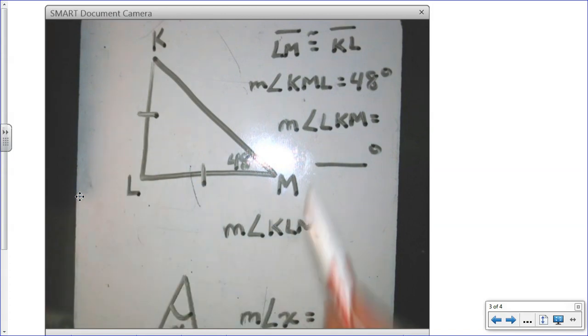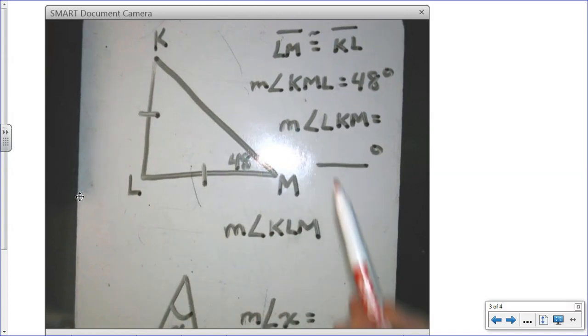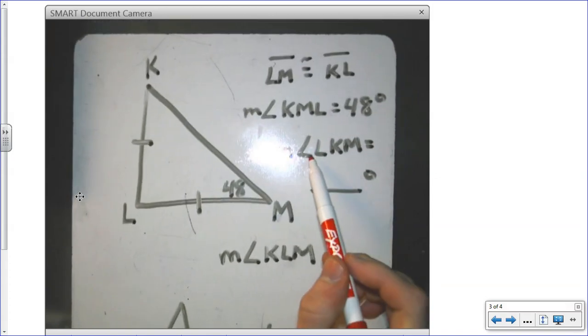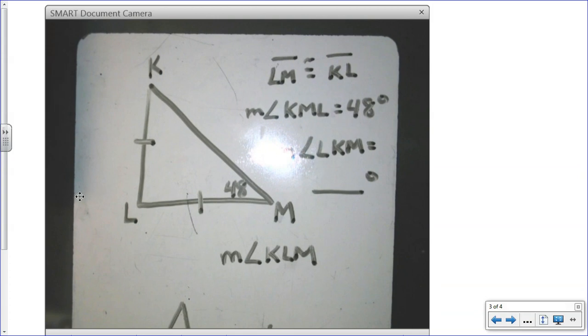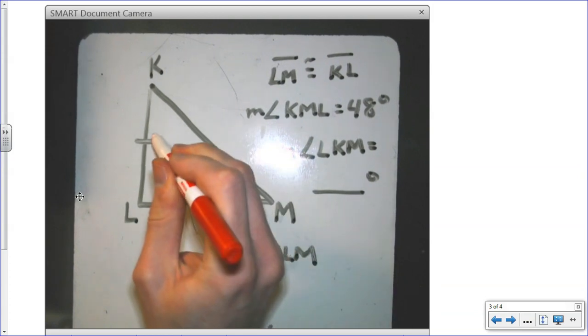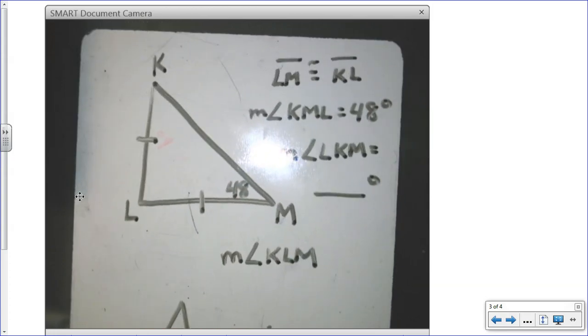Now the measure of angle KML is 48 degrees. Now the problem is asking us, can we find the measure of angle LKM? Well, I think I might be able to do that pretty easily. So this angle right here, we're going to take a quick little commercial break while I get a new marker.